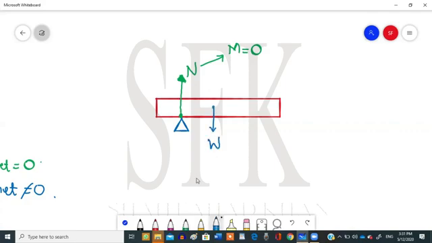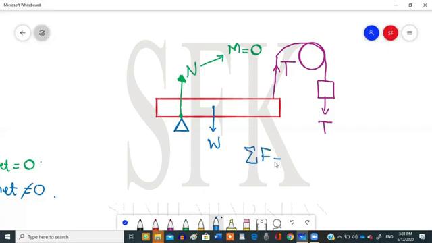And if this moment is zero, and the plank has some weight, the weight of the plank acts downwards. And let's say I'm pulling this plank over here by some string, and that string has some tension in it. That string is attached to a pulley over here, and that pulley is attached to some weight, and that weight provides the tension. Now if I were to apply the first condition of equilibrium, the sum of all forces must be zero. Then which forces must be equal to one another? The weight and the tension must be equal to each other.